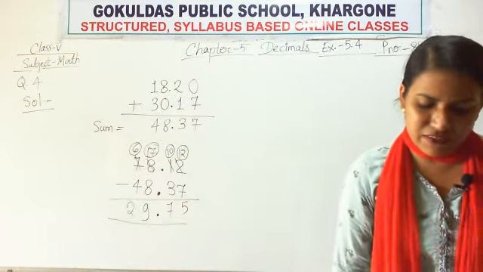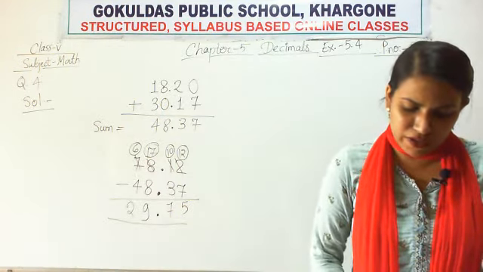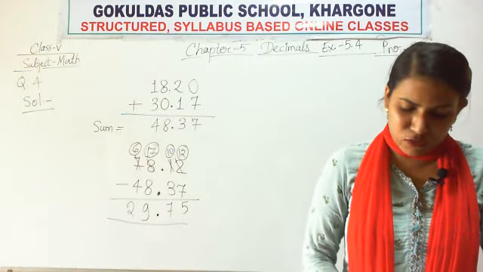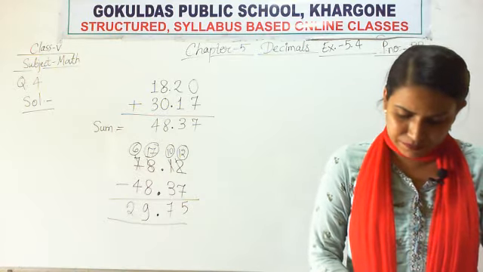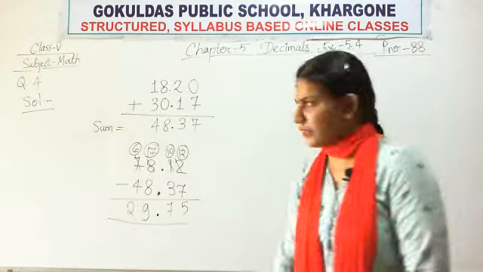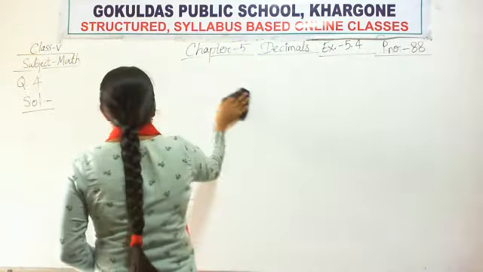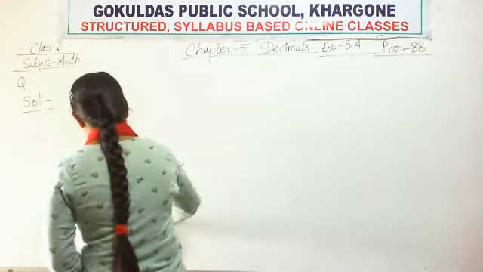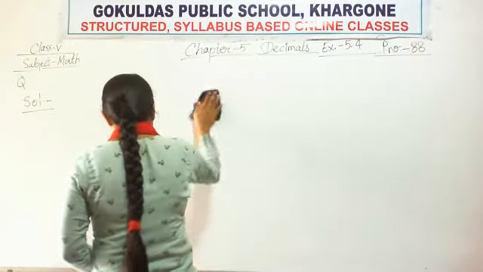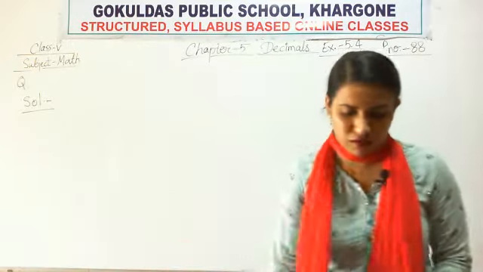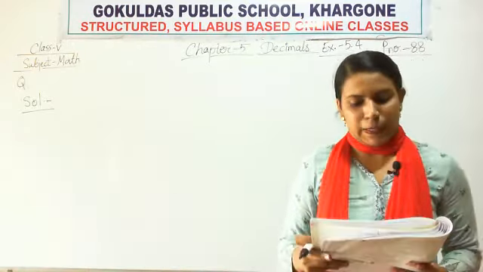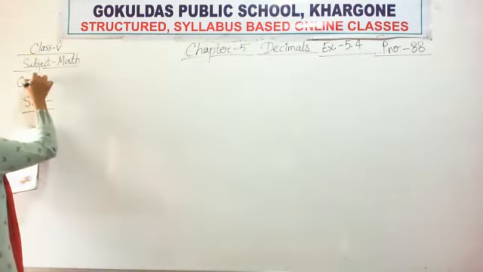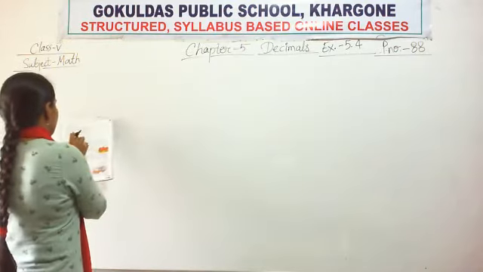Now question number 5. Subtract the sum of 92.37 and 121.92 from the sum of. Okay. Now in question number 5, you need to find two sums and then you will subtract their results. Okay. Question number 5.